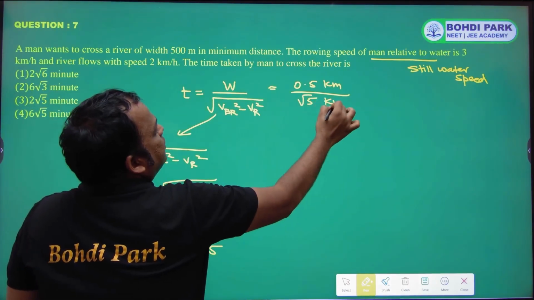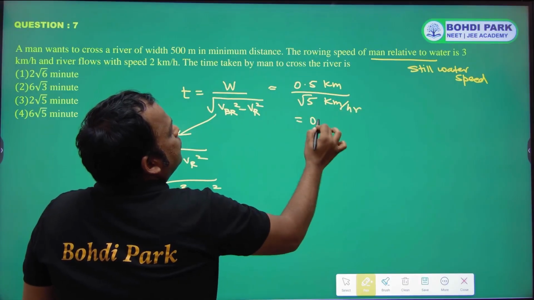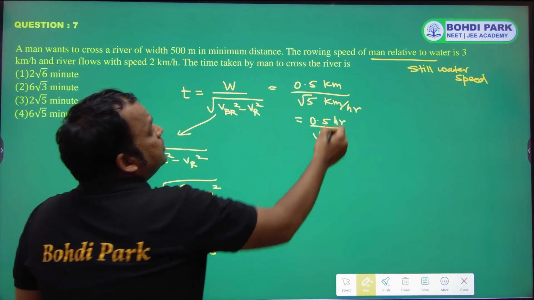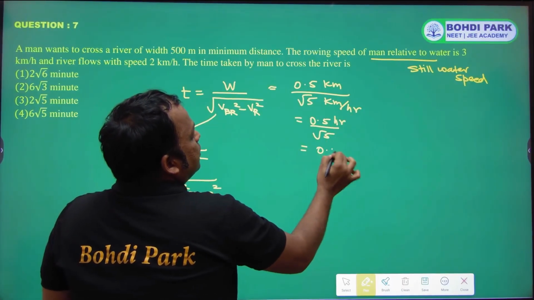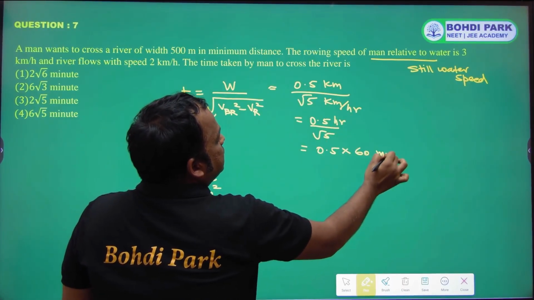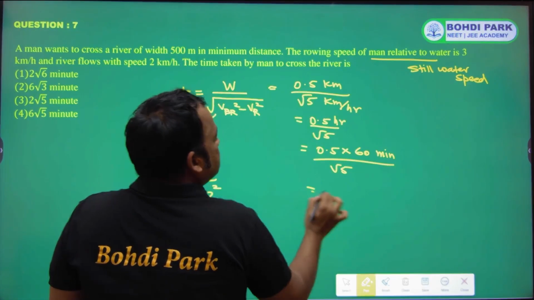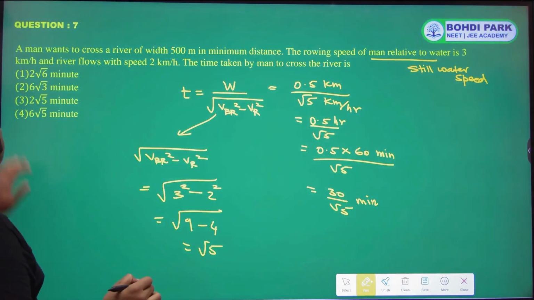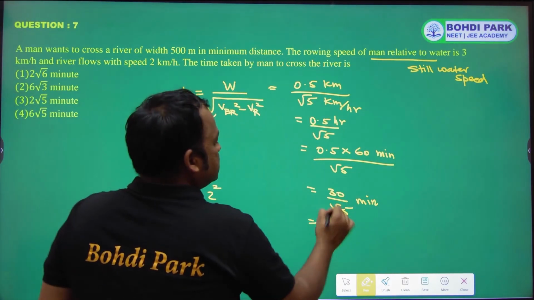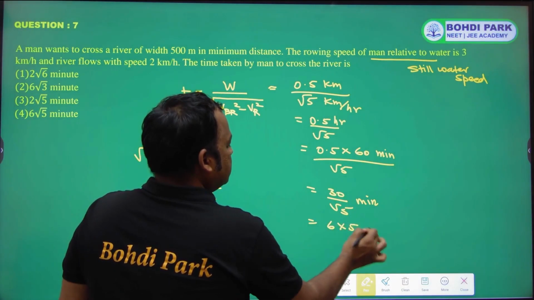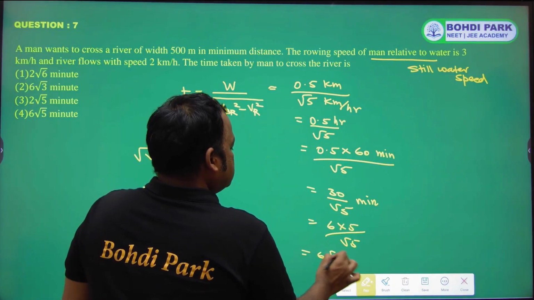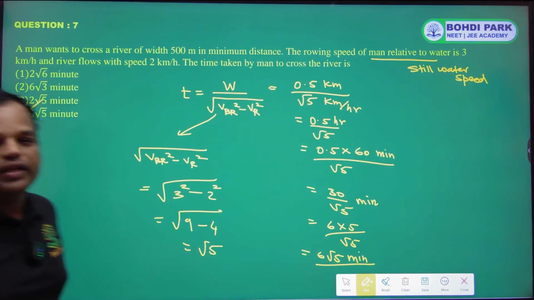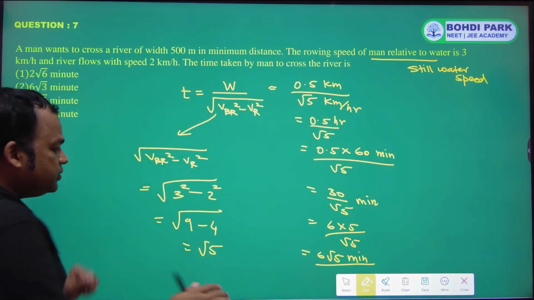Now this is kilometer per hour. So this is 0.5 hour divided by root 5. Okay, so convert in minutes. So 0.5 into 60 minutes divided by root 5. So 30 by root 5 minute. Okay, so now you convert this: 30 is 6 into 5. So this is 6 root 5 minute. Okay, so fourth option. Okay, done. Now next question.